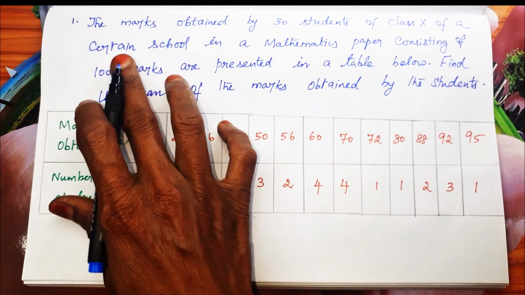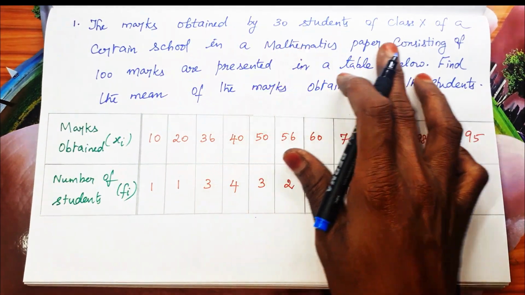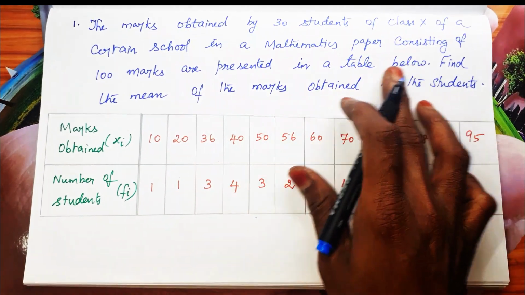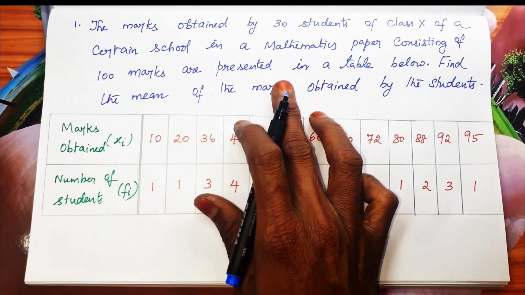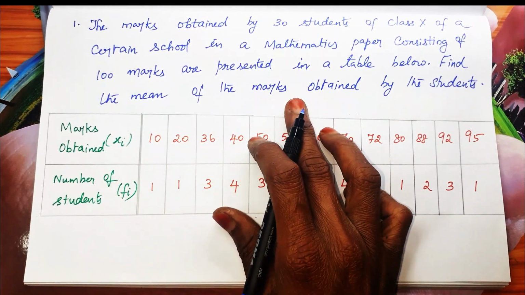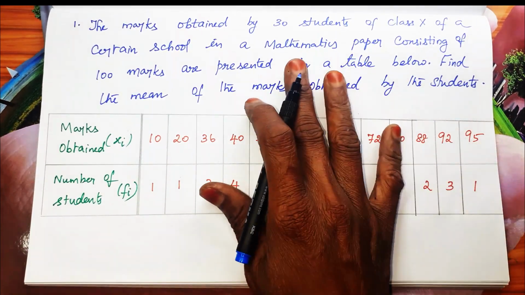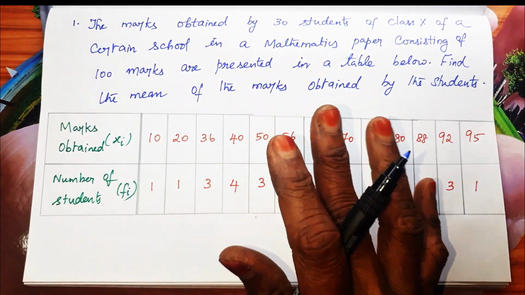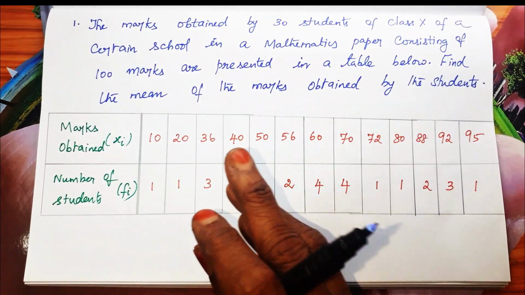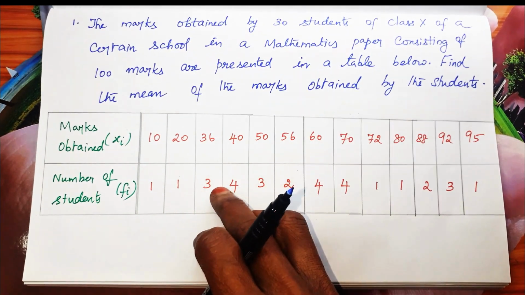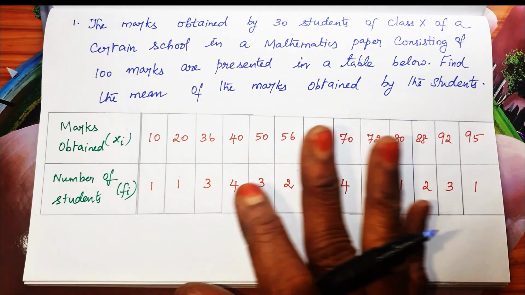Now come to the problem. The data given is the marks obtained by 30 students in a class X of a certain school in a mathematics paper consisting of 100 marks, presented in a table below. We are going to find the mean of the marks obtained by the students using direct method. Directly we are going to take the values and using the formula summation fi xi by summation fi, we are going to find x bar.